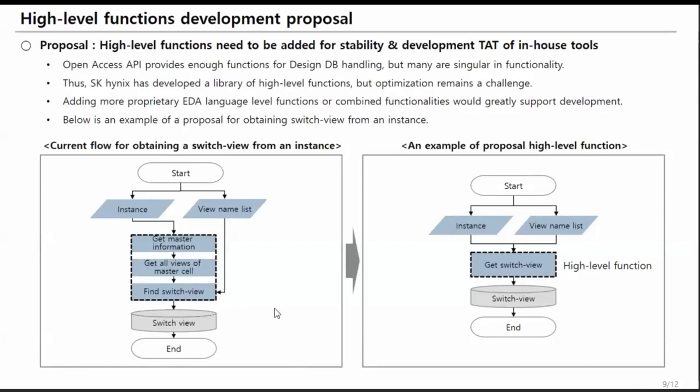The flowchart below is an example of a high-level function routine that obtains a switch view from an instance. To get the switch view from an instance, you need to first obtain the master information of the instance and search for the imp view name list from all views of the master cells in a three-step process. A function that reduces these three steps into a single step exists at the proprietary EDA language level. We hope that more combined functions are added to OpenAccess API.